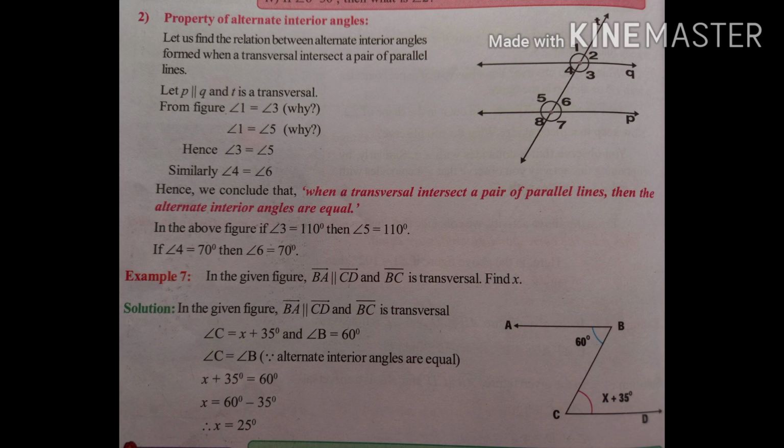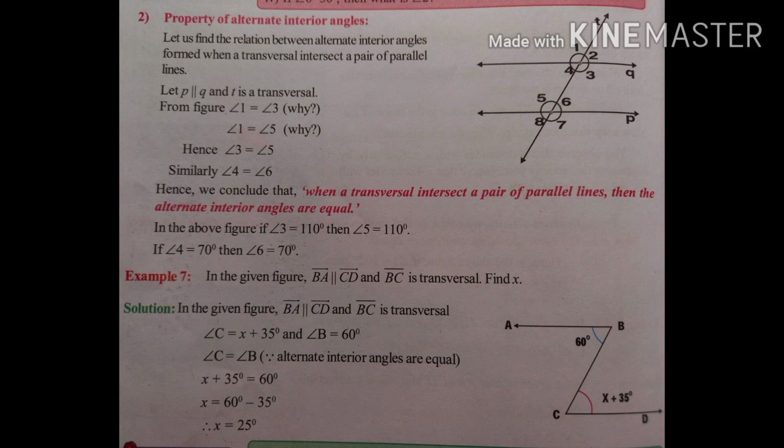Again, see one example using this condition. See here in the figure, BA is parallel to CD and BC is a transversal. We have to find the x value. In the given figure, BA is parallel to CD and BC is a transversal. Angle C is equal to x plus 35 degrees and angle B is 60 degrees.